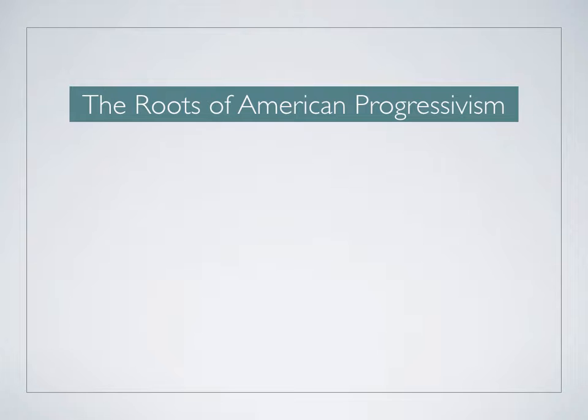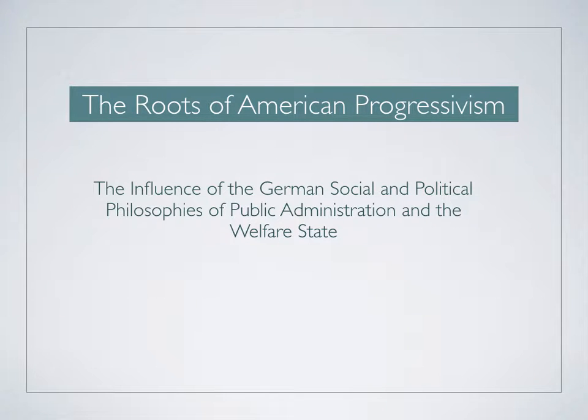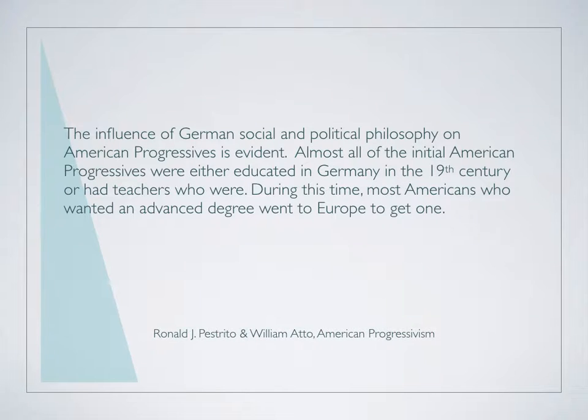The roots of American progressivism and the influence of the German social and political philosophies of public administration and the welfare state. The influence of German social and political philosophy on American progressives is evident. Almost all of the initial American progressives were either educated in Germany in the 19th century or had teachers who were. During this time, most Americans who wanted an advanced degree went to Europe to get one.